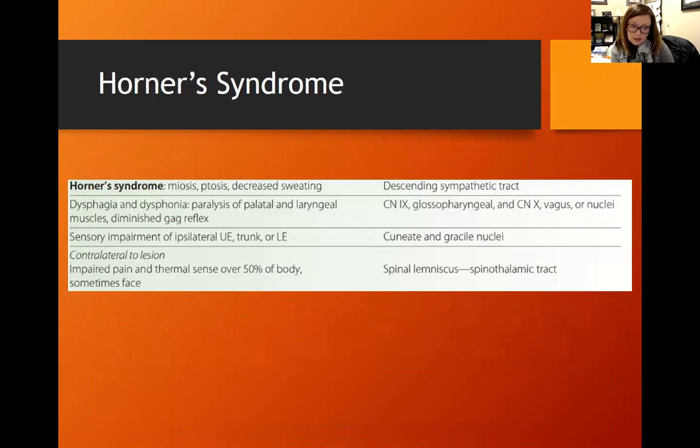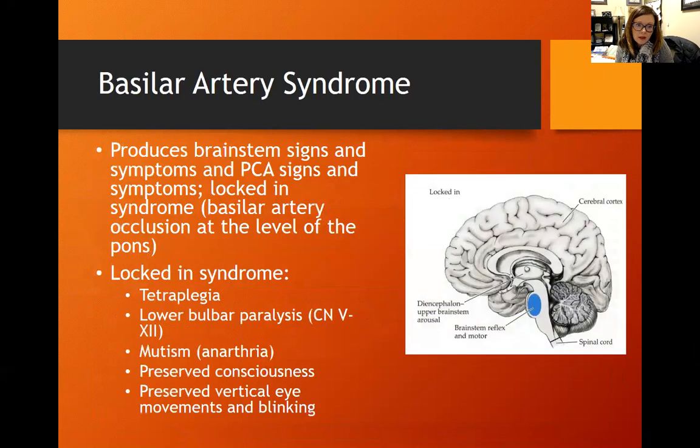So if we look at this, dysphagia, dysphonia, so cranial nerves 9 and 10, so diminished gag reflex, laryngeal muscles, sensory impairment, and then also spinothalamic. So that's where some of this goes in. But the autonomic nervous system is actually involved as well.